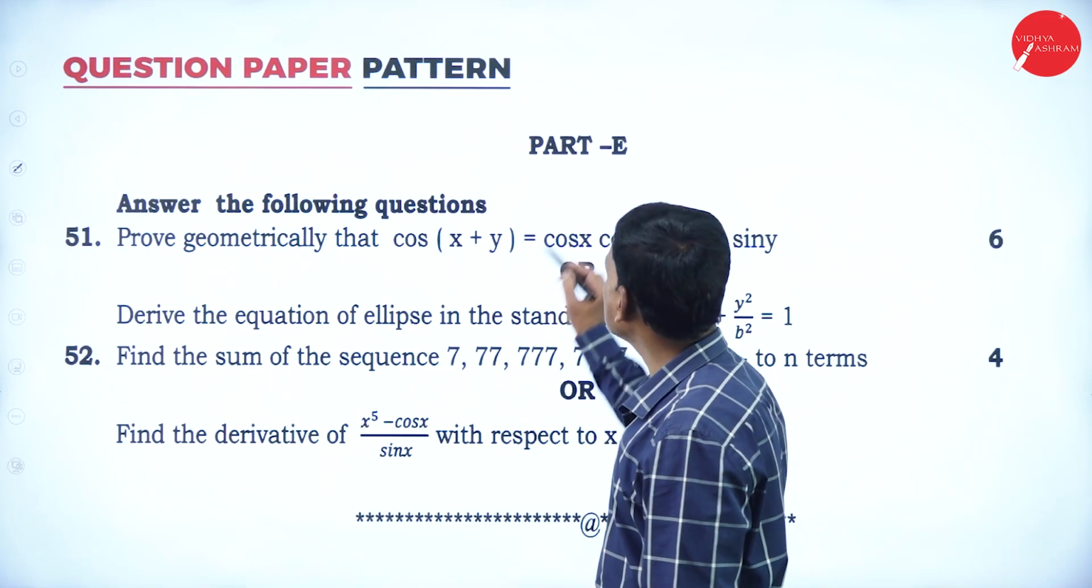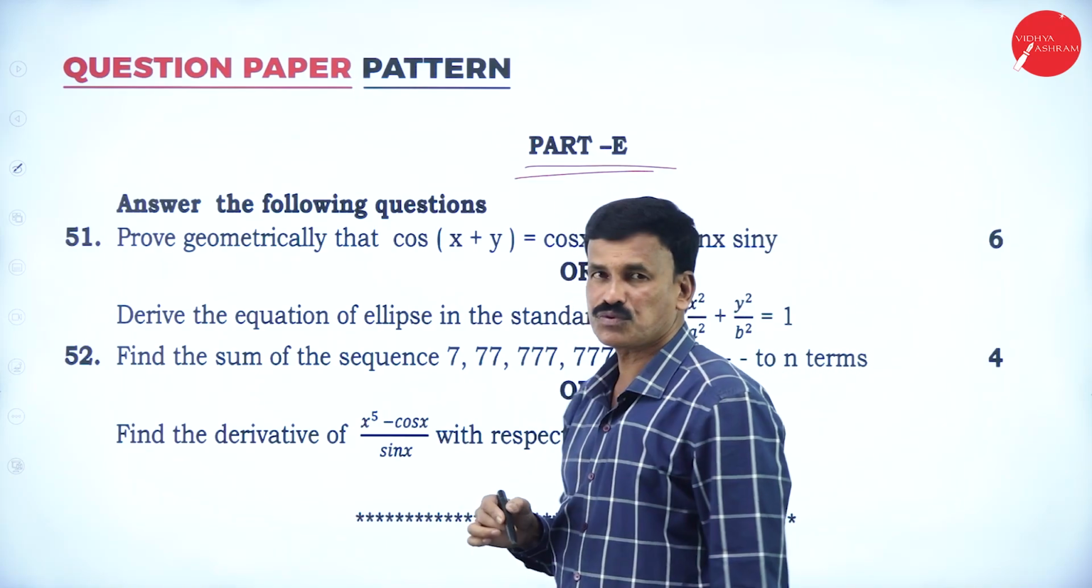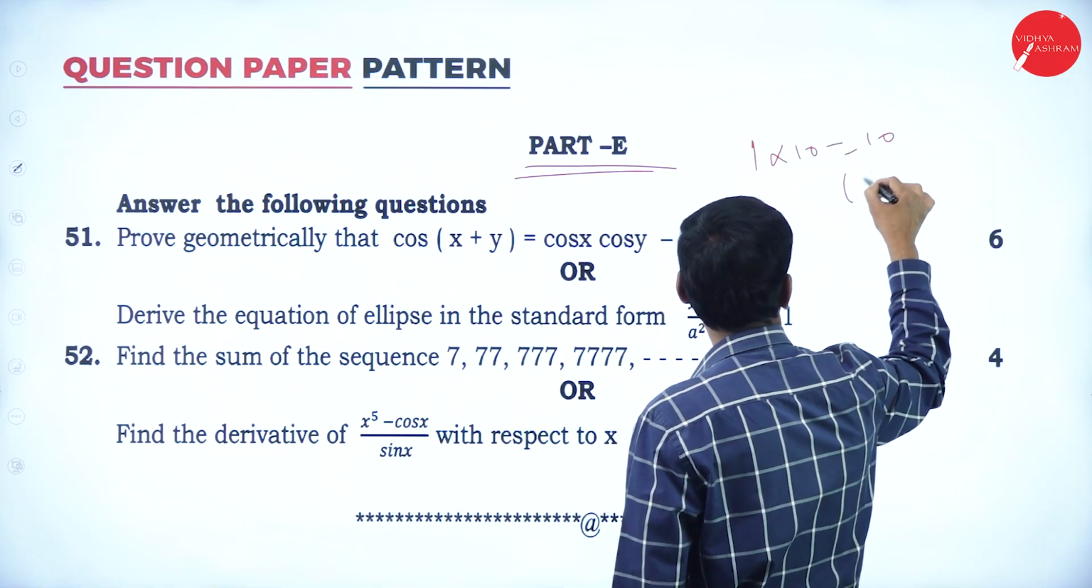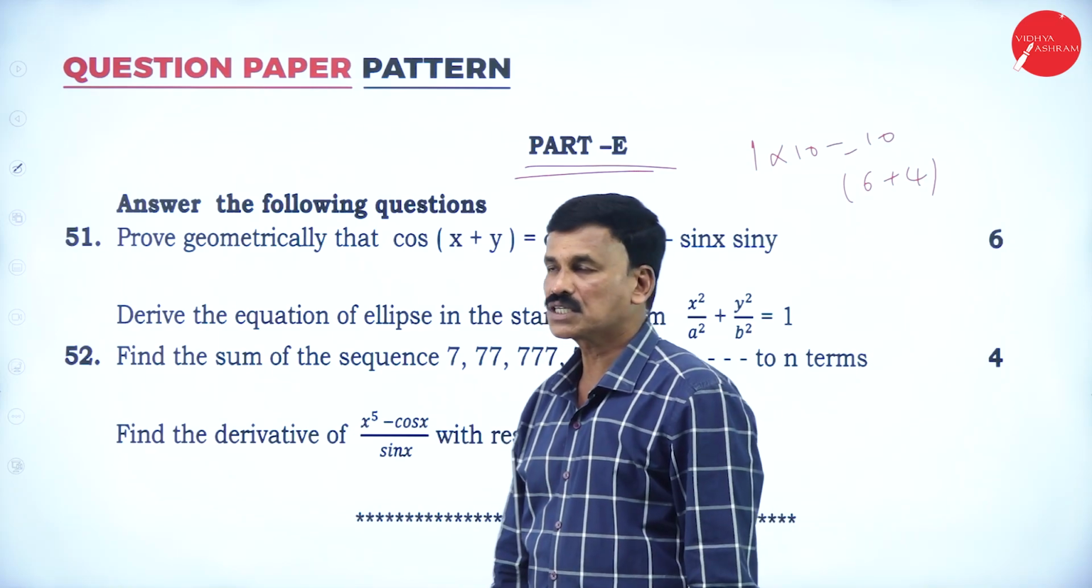And the last part is part E. In part E, each question carries a 6 plus 4 marks pattern. One question we are going to answer for 10 marks. Each contains the pattern of 6 plus 4 along with the internal choice.